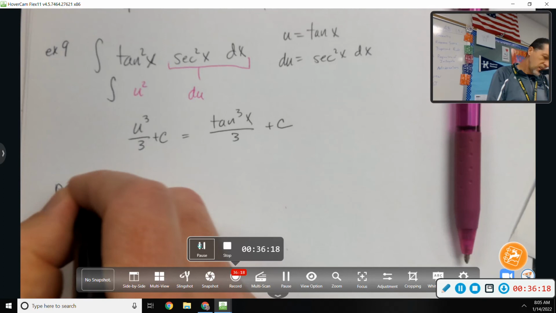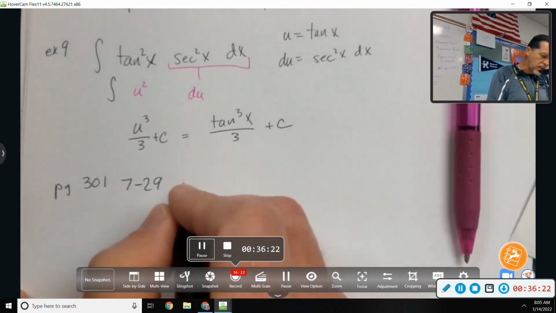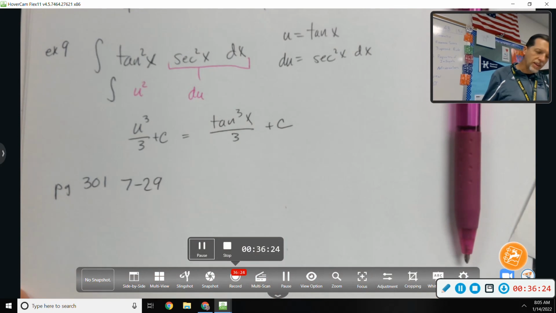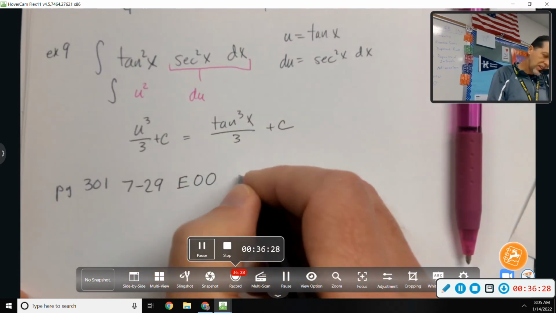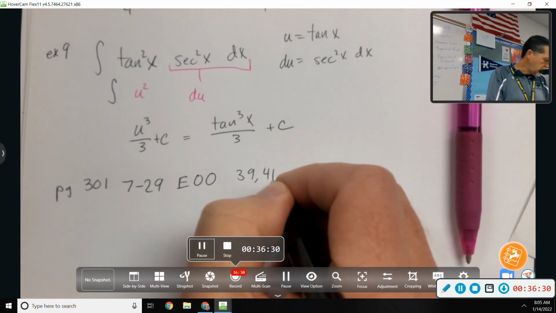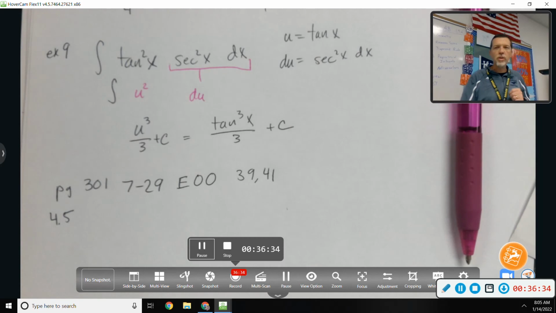Page 301. The book assignment is, the calendar isn't exactly correct, 7 through 29, every other odd, and then 39 and 41. And that's section 4.5 if you're Calc Chatting for answers, which you should be.